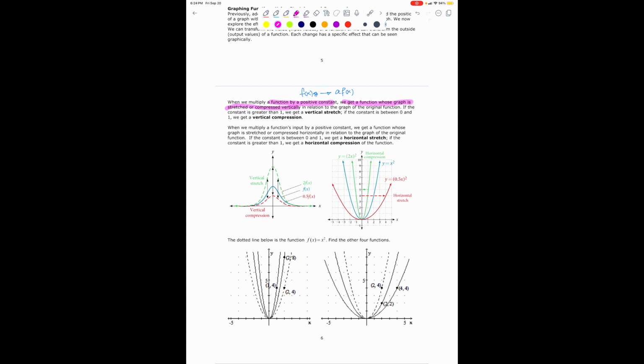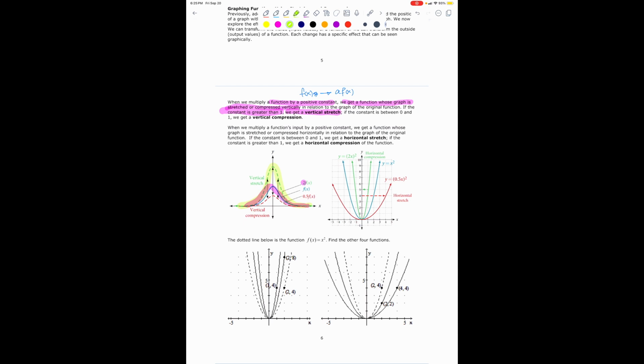And because we're affecting the y values here, that compression or stretch is going to be vertical. So we call it a vertical stretch or a vertical compression in relation to the original graph, of course. If the constant is greater than 1, then we get a vertical stretch. The original graph here is the blue one, and if we multiply by 2, which happens to be positive and greater than 1, then the graph is going to stretch vertically, which is going to make it a little bit narrower, more pointy, and so on.